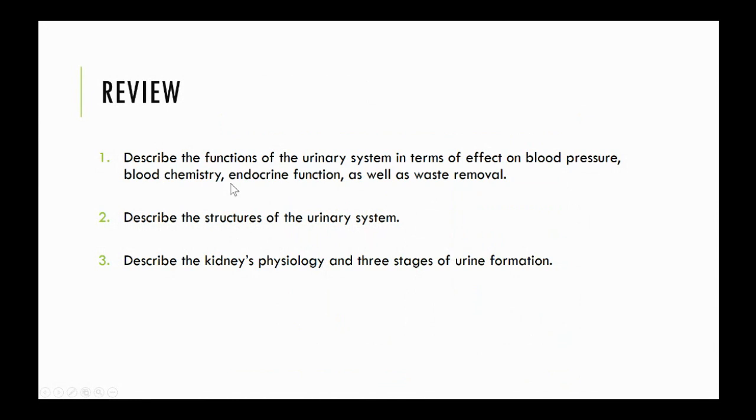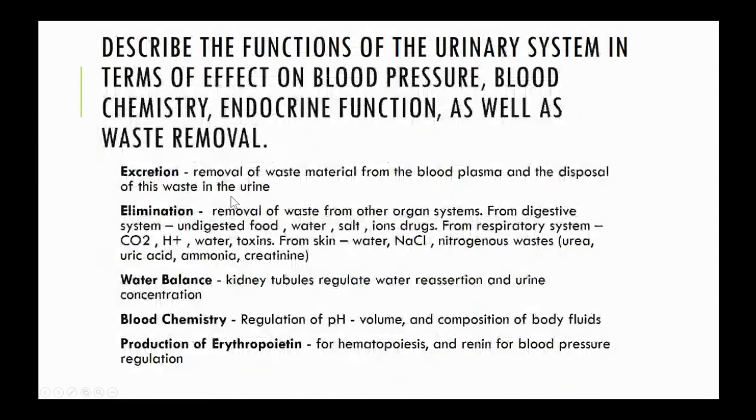Describe the structures of our urinary system, and then the kidney's physiology and the 3 stages of urine formation. Okay, so here are our functions. We're going to excrete, remove that waste material from our blood plasma. We're going to eliminate any waste from other organ systems. So our digestive system is going to get rid of that undigested food, water, salt, ions, drugs. Respiratory system can get rid of carbon dioxide and hydrogen ions, right?